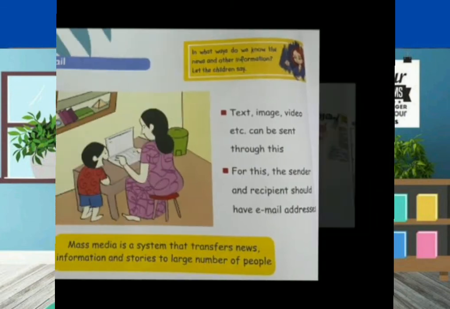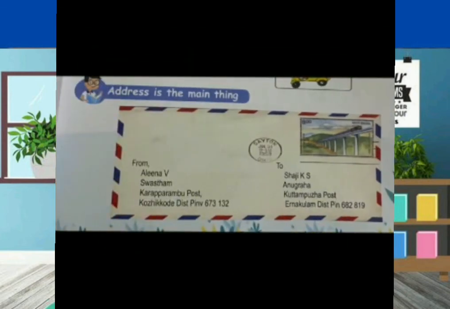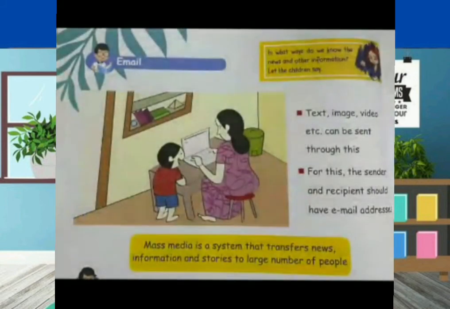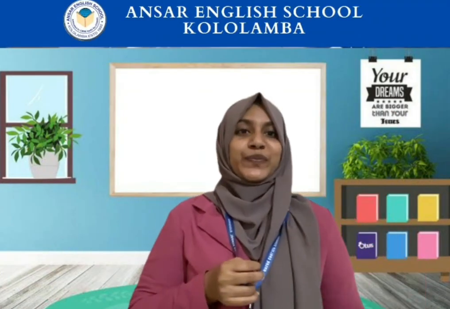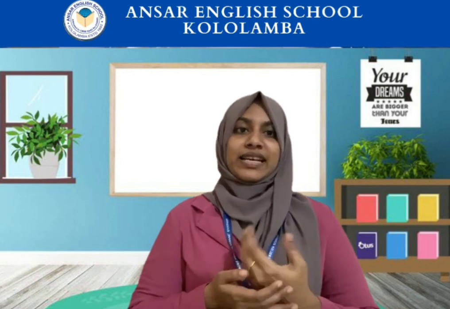So, in this class, we discussed how to write an address to send a letter. And next, we discussed email and also the mass media. And we discussed the news, how the news comes, and radio, TV channel. So, in this class, we discussed email, newspapers, different news channels, etc.